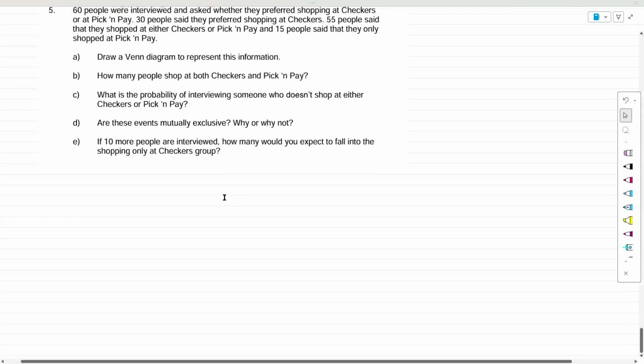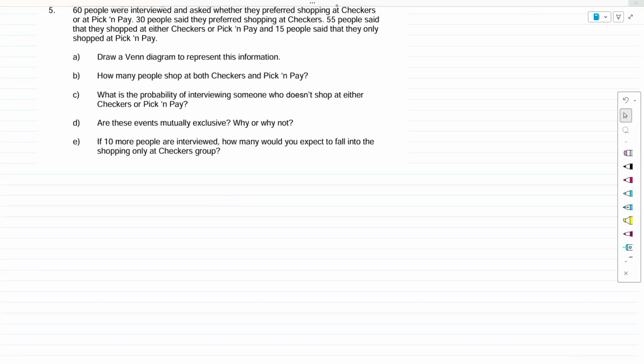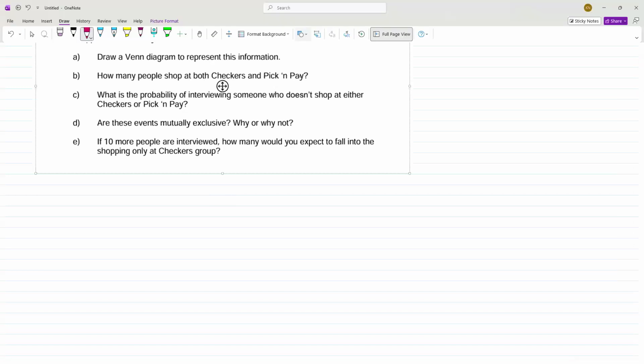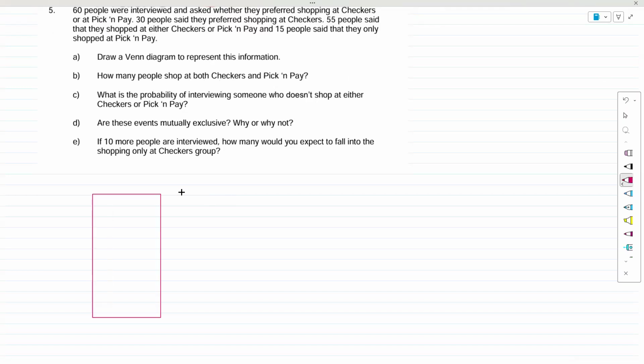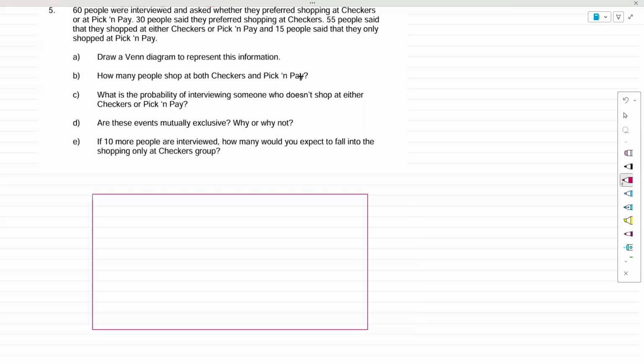Okay, the next Venn diagram is: 60 people were interviewed and asked whether they preferred shopping at Checkers or at Pick and Pay. 30 people said they preferred shopping at Checkers, and 55 people said that they shopped at either Checkers or Pick and Pay. 15 people said, hey, I don't shop anywhere, so it's fine. Now, what we're going to do is step 1, draw a Venn diagram.